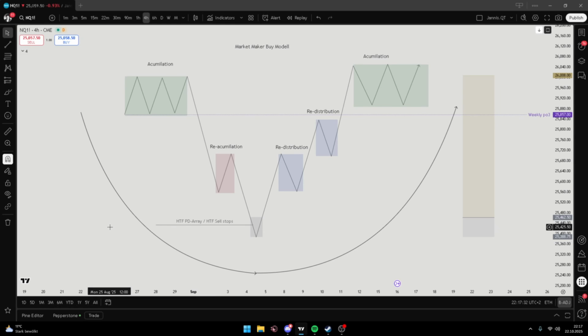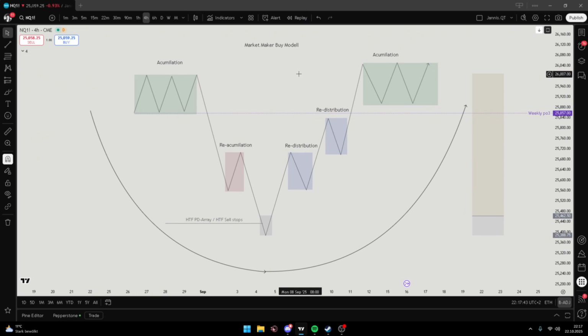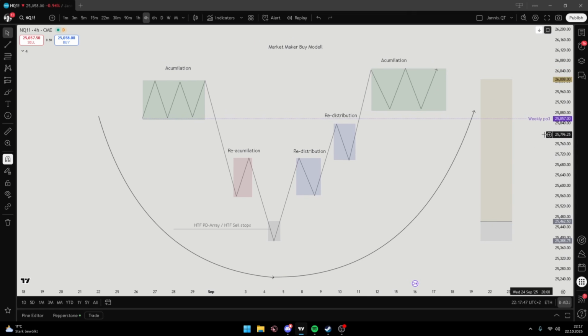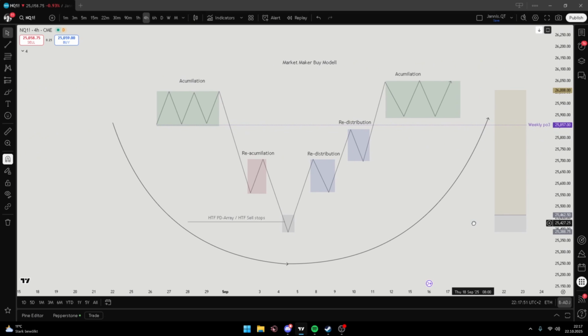So the market maker model is just a pattern, or rather the market maker models, because we have a market maker buy model and a market maker sell model. Those are the two models or patterns that are shown and explained by ICT as market maker models. So here is an example for a market maker buy model.